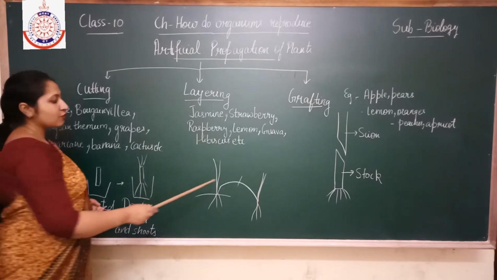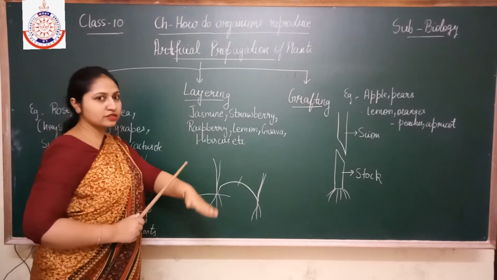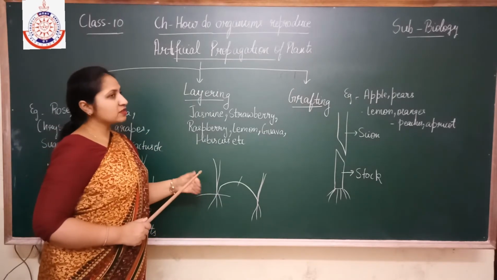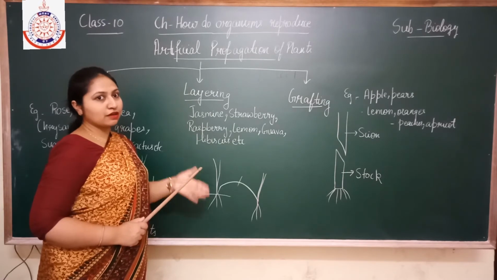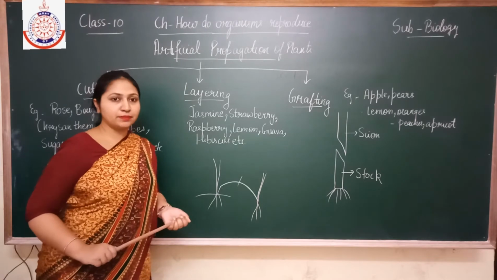So how is the human involvement there? If the branch is pulled toward the soil, then human beings usually cover it with the soil and later on they separate it from the old parent plant.